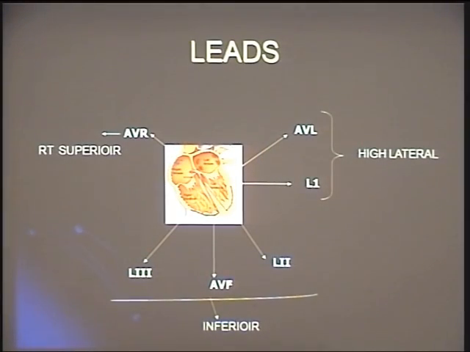Now, L1 and AVL have given me the high lateral surface of the heart. Now you see my lead 2 is here, isn't it? Lead 2 is inferior and to the left. My AVF is dead vertical. My L3 is inferior and towards the right, isn't it? Inferior and towards the right. That's why when I say the inferior leads, I ask you to say L2, AVF and L3, because from inferior and left, you are coming vertical and going to the right.